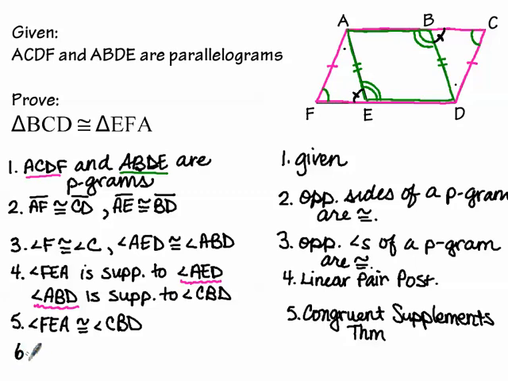So in this case, for step 6, the triangles BCD and EFA are congruent by angle, angle, side. And it doesn't matter which of those two congruent sides you're looking at. Either way, it's an angle, angle, side relationship. And that takes care of that last proof.